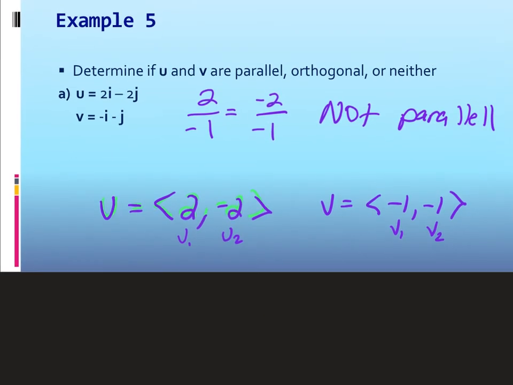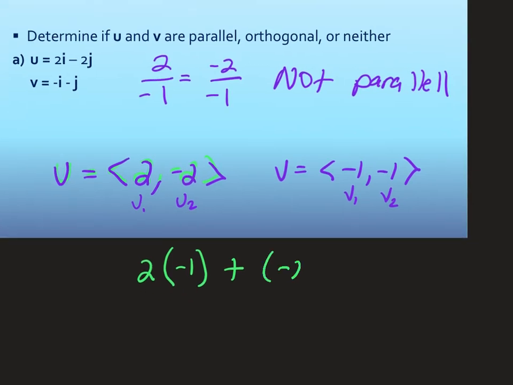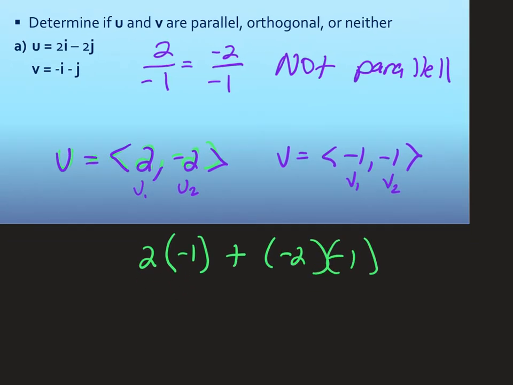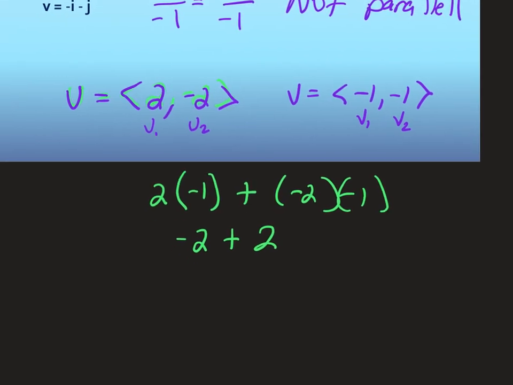All right, well, let's see then if they're orthogonal. How do I find out if they're orthogonal? If they equal 0. If the what equals 0? The dot product. So I'm going to say 2 times, I like green on the black, 2 times what? Negative 1. 2 times negative 1 plus negative 2 times negative 1. So 2 times negative 1 is negative 2, plus negative 2 times negative 1 is 2. Negative 2 and positive 2 are 0. So what did you guys just prove?